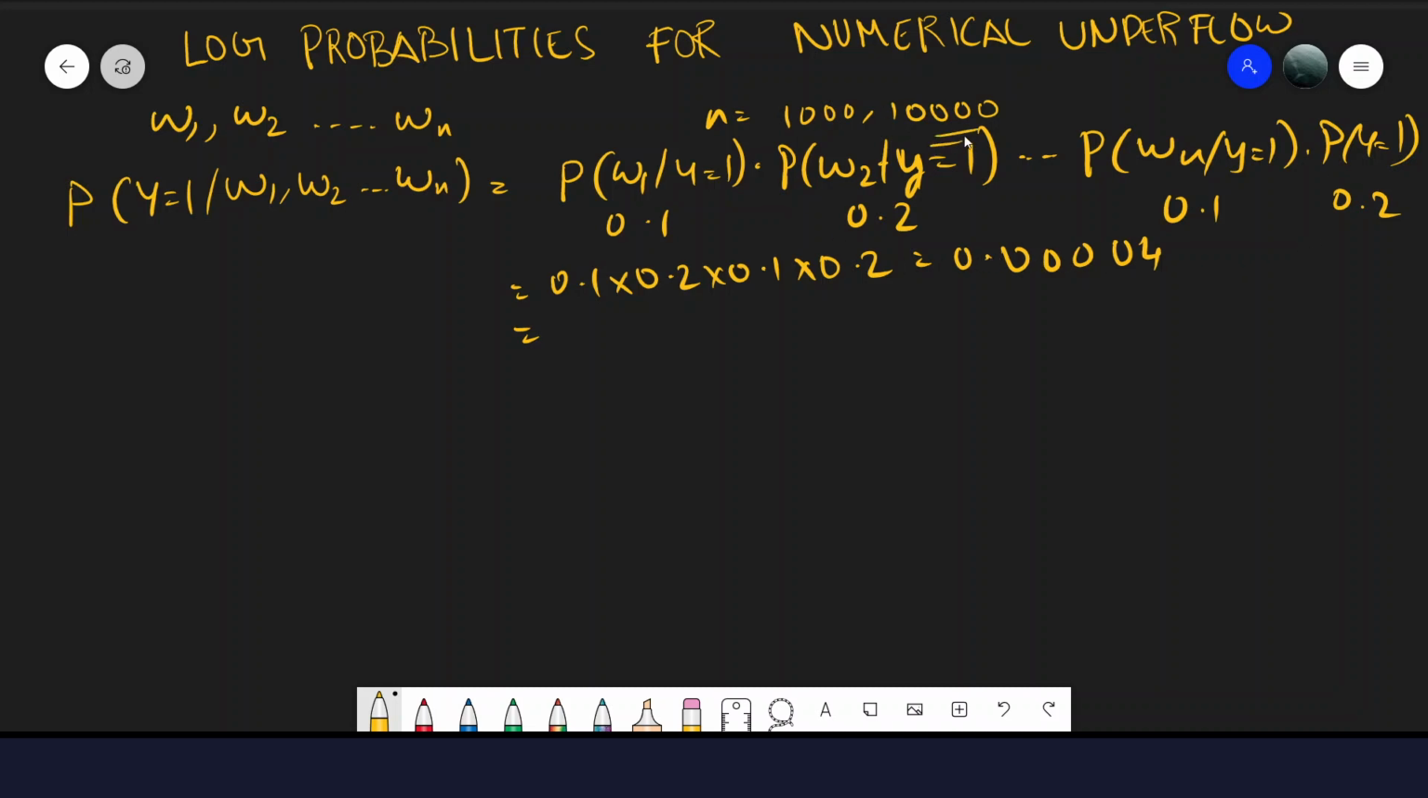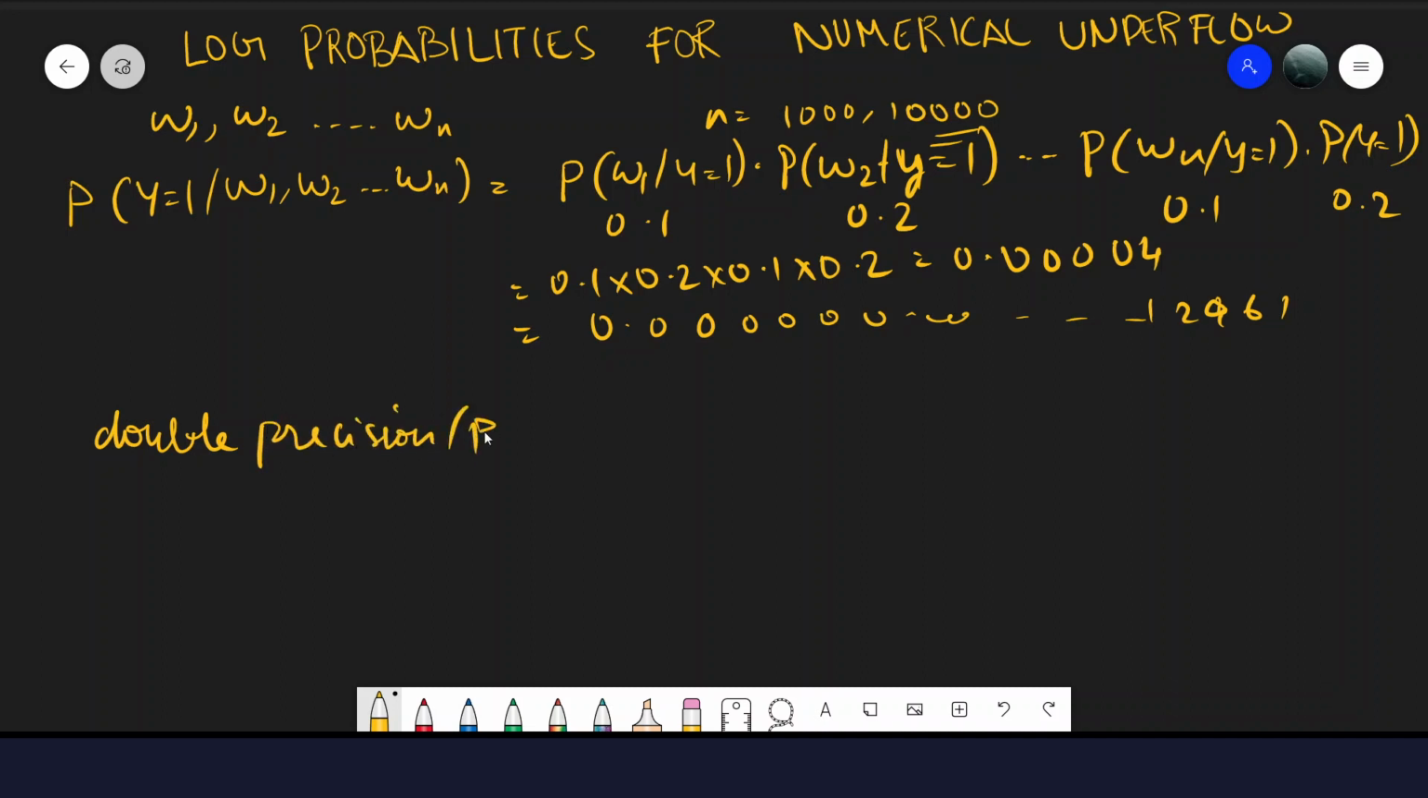Now, if there are 1,000 words in your text corpus, this number could go into large decimals like 0.000 something 12961. Take, for example, the double precision in Python. The double precision in Python only lets you account for 16 significant bits.